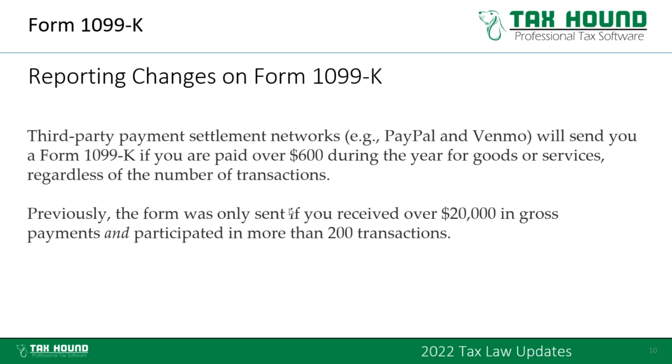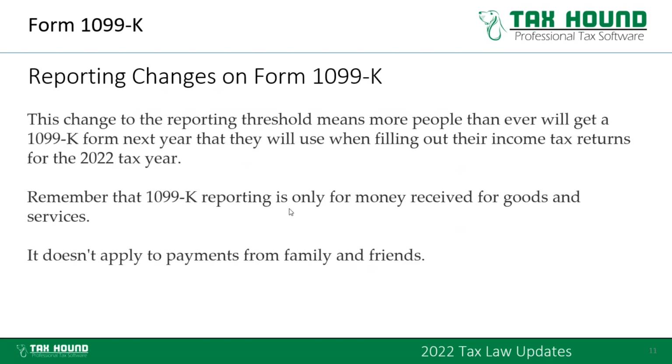So third-party settlement networks, companies like PayPal, Venmo, Cash App, Zelle, will be sending 1099Ks to taxpayers who were paid over $600 during the year for goods or services, regardless of the number of transactions. That is a colossal shift from what it has previously been, which was over $20,000 in payments and more than 200 transactions. So we are going to see a significant increase in the number of 1099Ks that we do get this year. Now, this change to the reporting threshold means that more people than ever will get a 1099K form next year that they will use when they're filing their tax return.